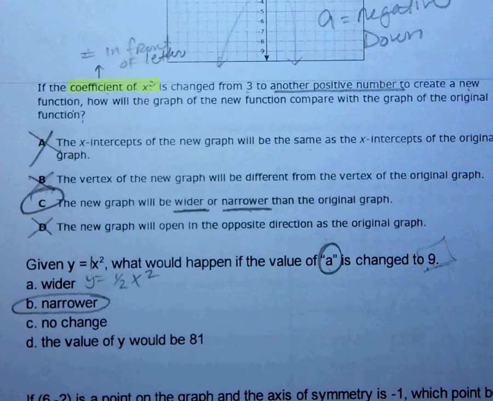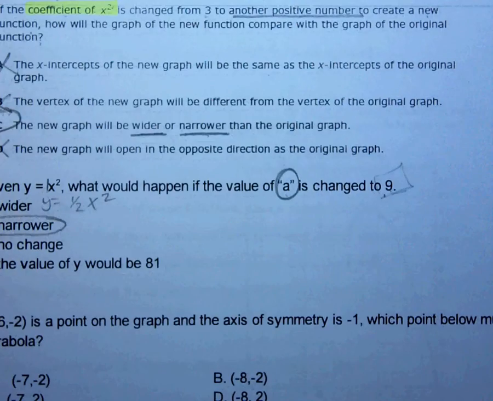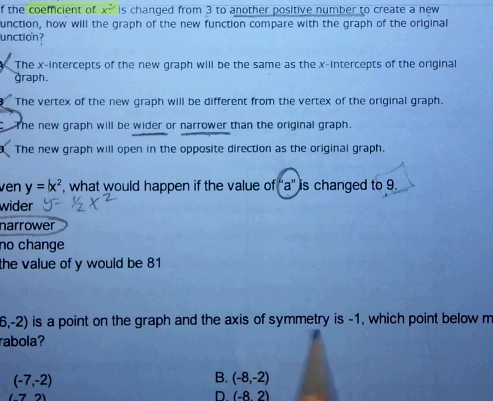See the difference? 1/2 is smaller than that, so it does the opposite, it gets wider. Okay, I'm going to go to the next video, and on the next video we'll do the next two questions talking about axes of symmetry.